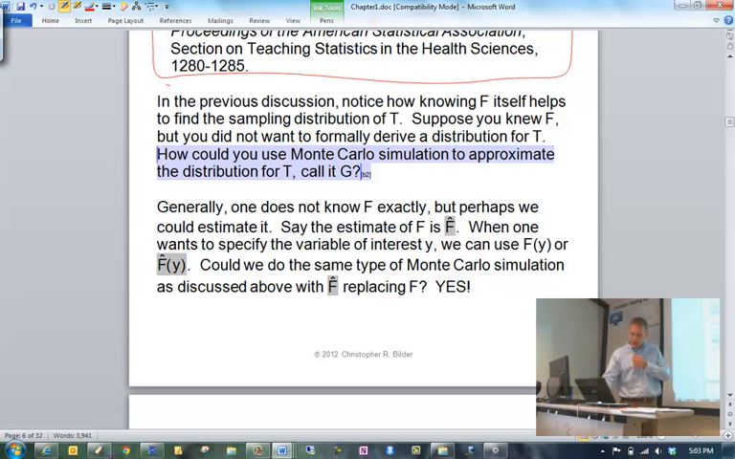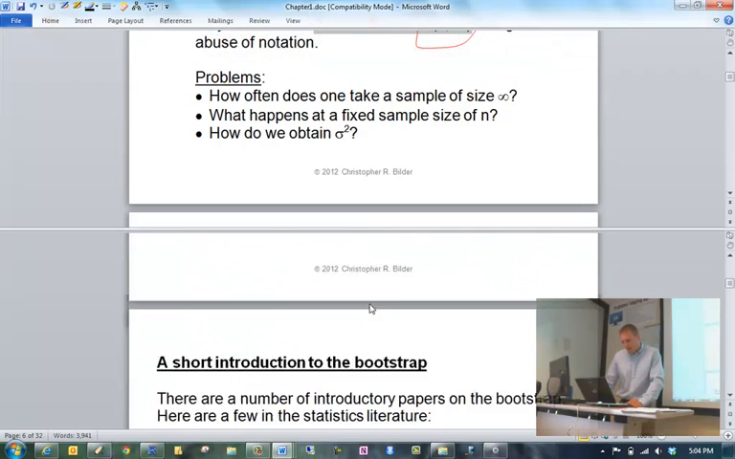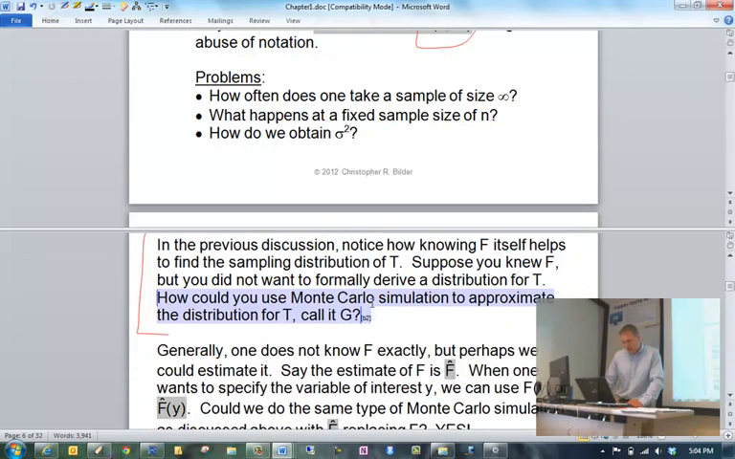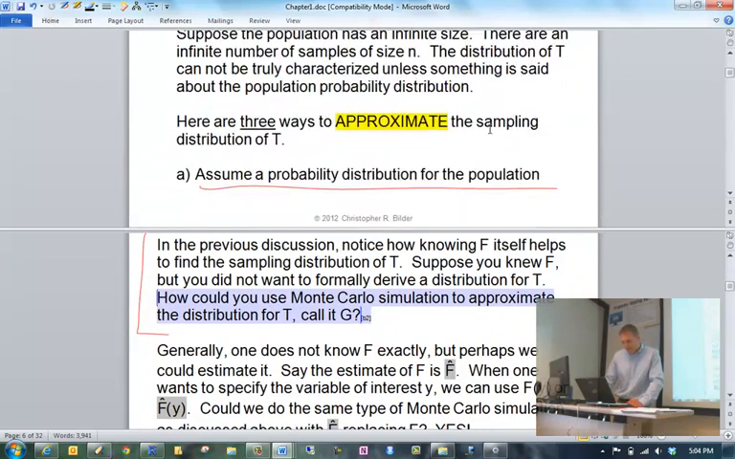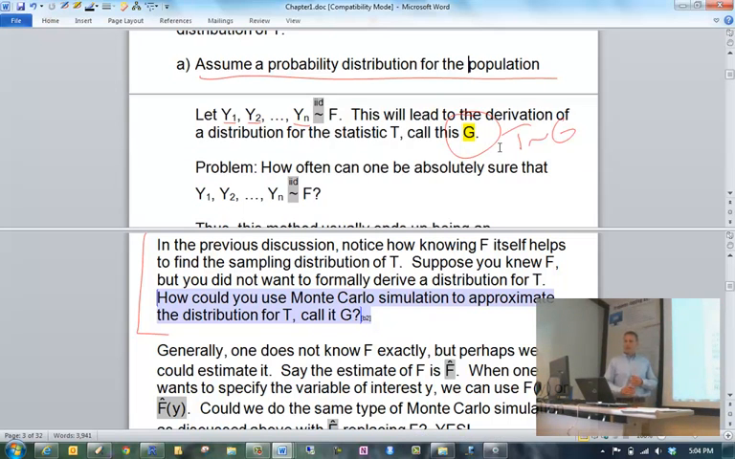But let's talk about this now for my introduction. So we saw how, let me go back, let me actually do a split screen here. I apologize for flipping back and forth. So let me get this on the split screen. So this first way to approximate the sampling distribution for a statistic really relied on knowing what F was, the actual distribution of the Y's.